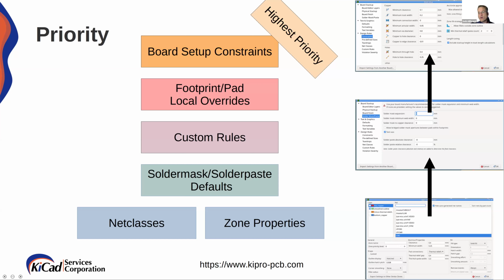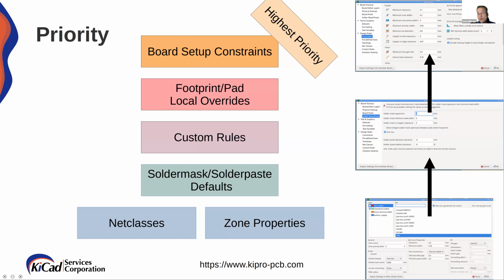And then our highest priority is going to be the board setup constraints. These are the ones that get set based on your fabricator. So your fab house is going to have a minimum clearance. That should go in your board setup constraints. That minimum clearance is going to be the smallest amount of space that they are actually able to produce. And if you make it smaller, they're going to have to go to a different fabrication process. So you want to have some hard constraints based on your fabrication elements.